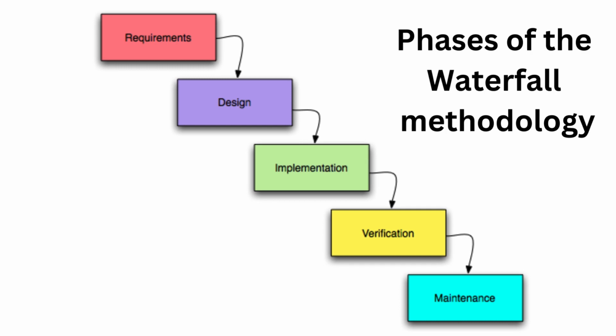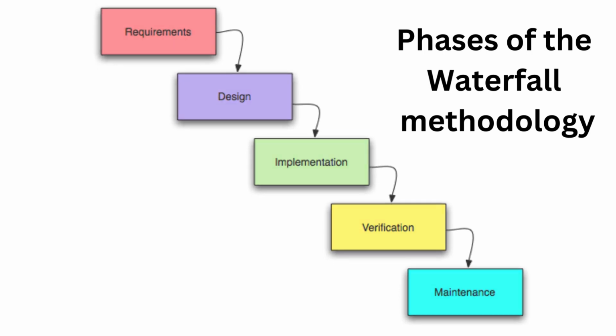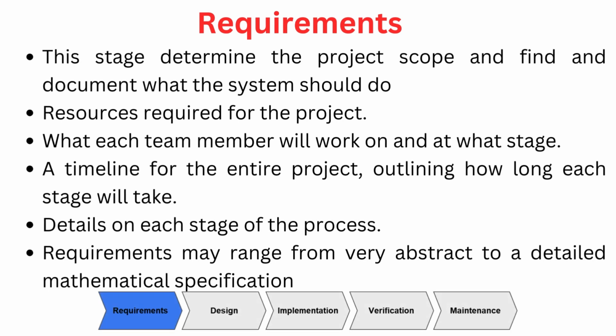Those are the 5 phases of the waterfall methodology: the requirements, design, implementation, verification, and maintenance. The first stage of waterfall method is the requirements stage. It determines the project scope and finds and documents what the system should do.